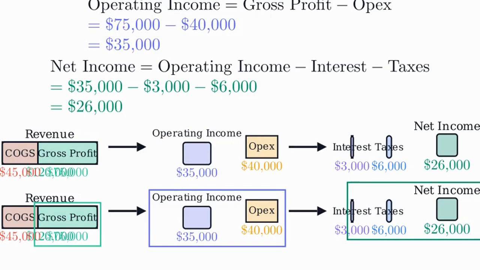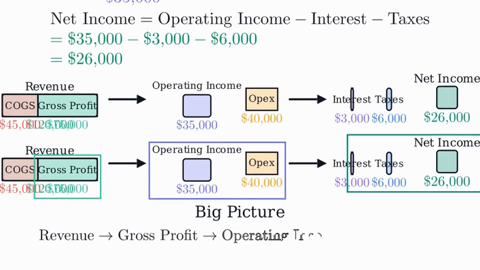Notice how revenue is partitioned into the direct cost of goods sold and what remains, the gross profit. Gross profit then faces operating expenses to yield operating income. Finally, from operating income, we subtract interest and taxes to arrive at the net income, the bottom line.